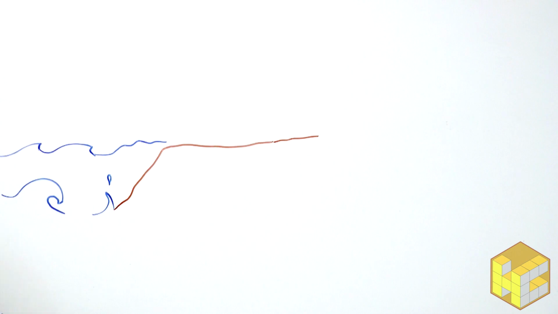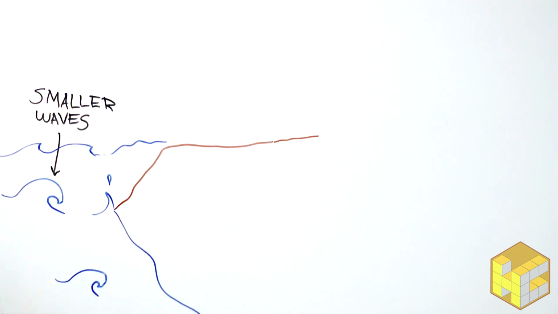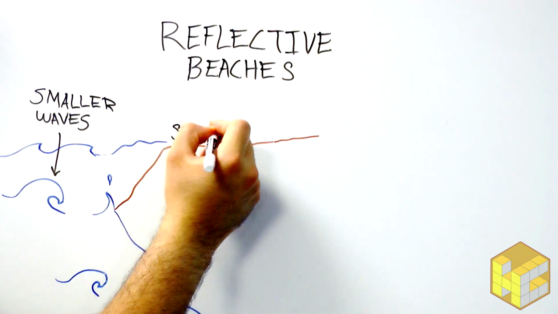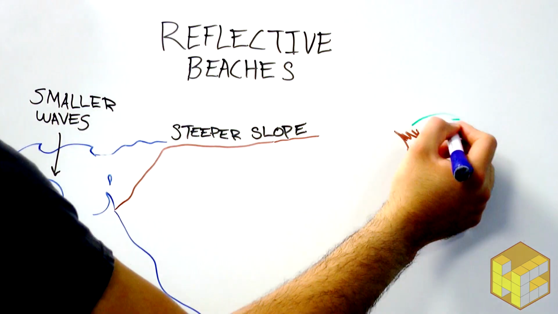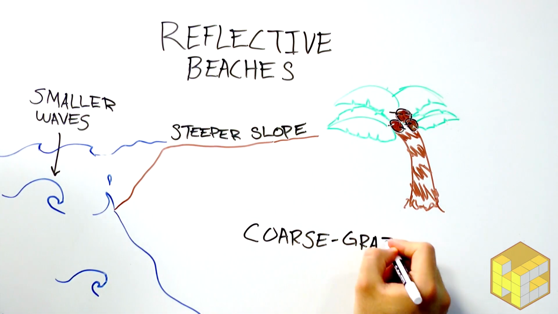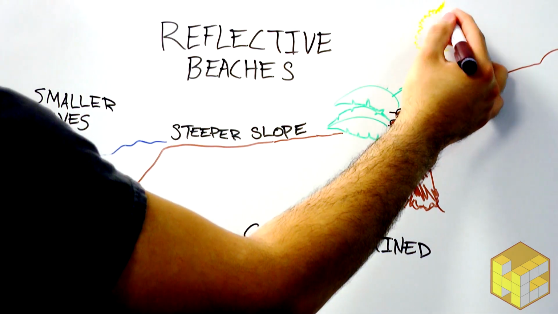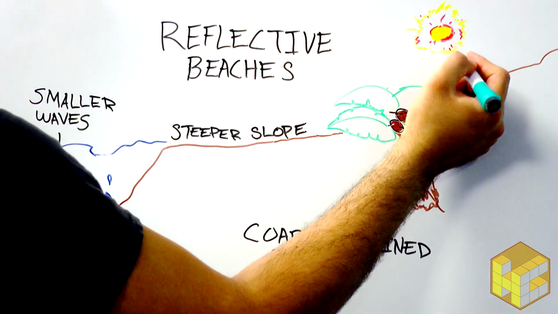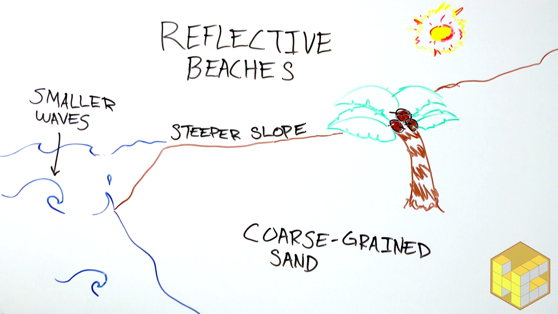Reflective beaches are steeper, have coarser-grained sand, and generally have a lower-energy environment, with smaller, less powerful waves. The waves are more readily absorbed by the coarse sand, and so do not pull as much back with them in the backwash, resulting in the steeper slope.